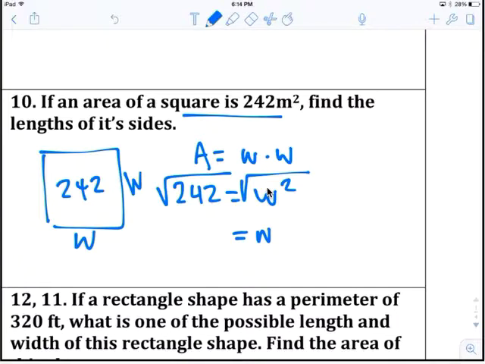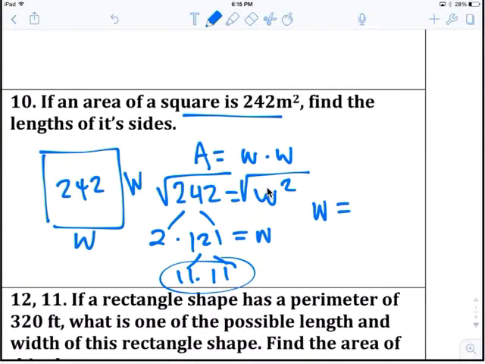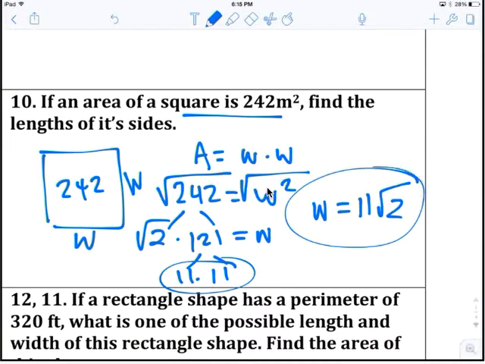We don't want decimals here. I know in class I said rounded to the nearest tenth. We don't. I'll explain it again tomorrow. You just simplify this. 2 times 121. So it's 11 times 11. So your answer, the width, one of its sides, is 11 square root of 2. Okay, that's what I'm looking for.